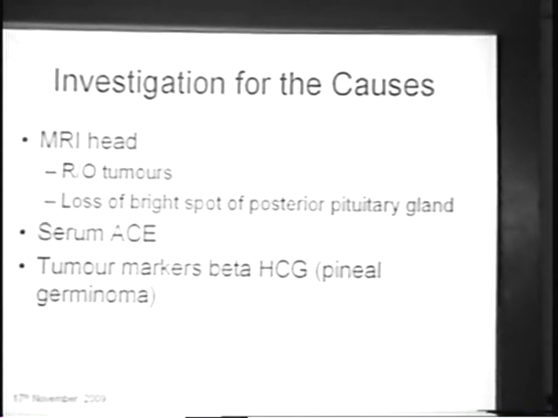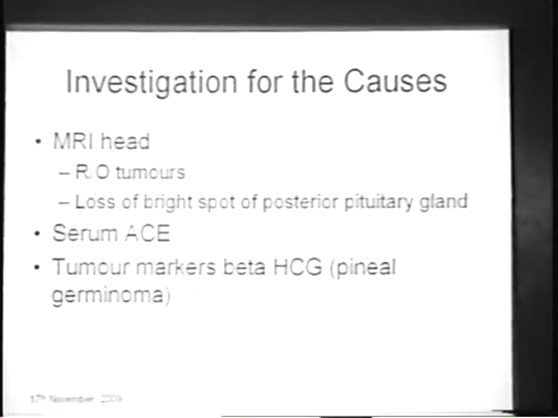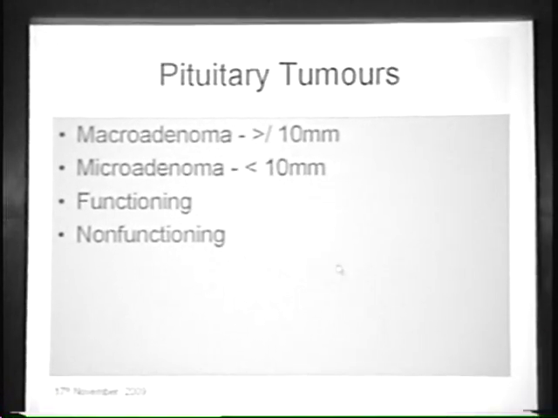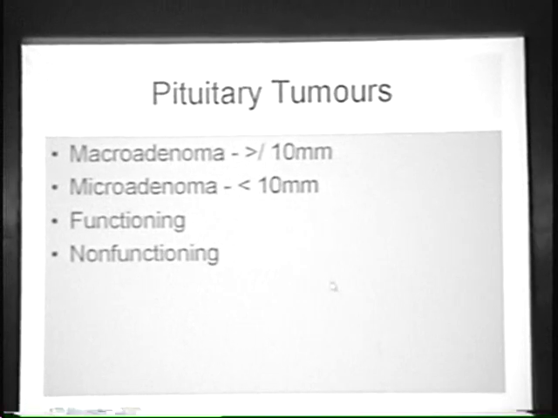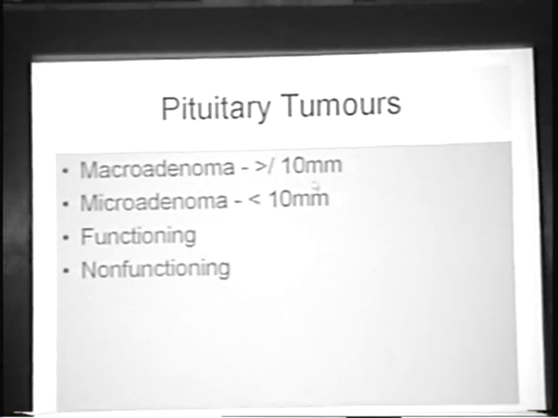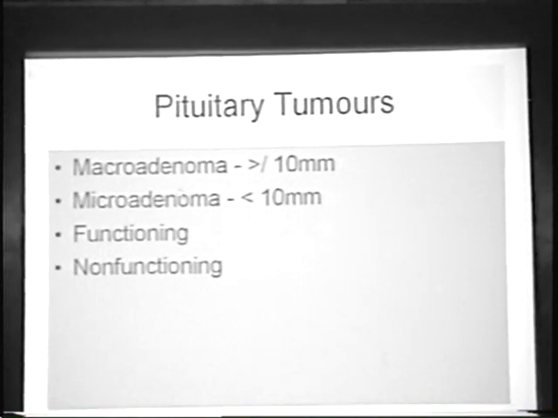Serum ACE for sarcoidosis, and tumor markers such as beta-HCG for other tumors. Pituitary tumors are divided into two types: macroadenoma, where they're greater than 10 millimeters in size, and microadenoma.